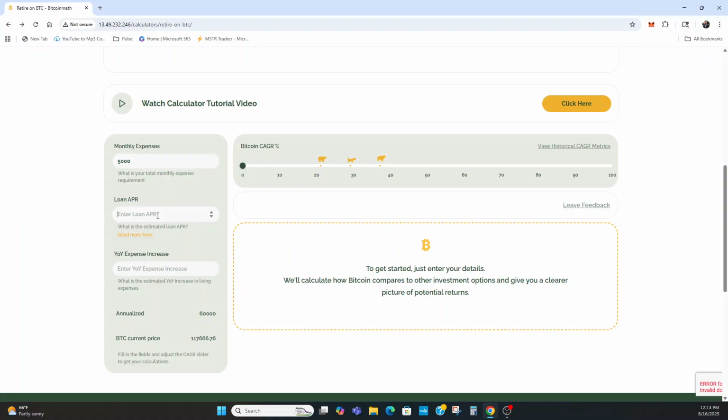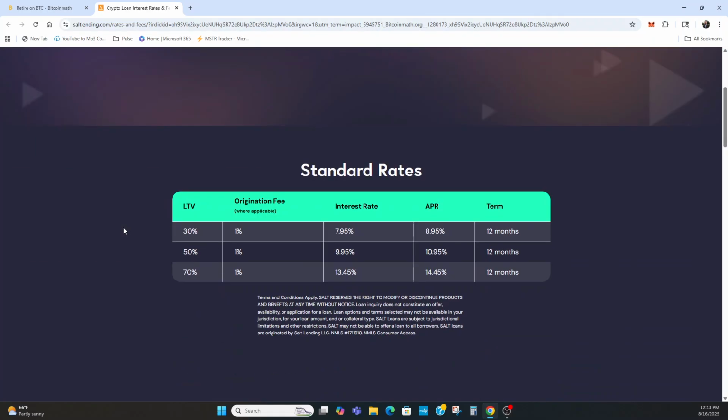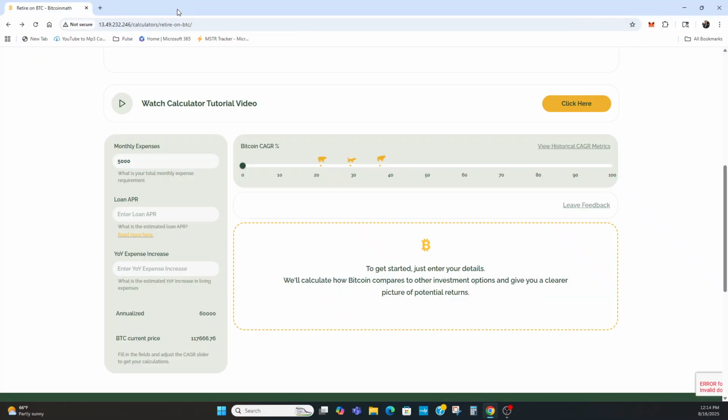Now, what's the loan APR? Well, I don't know. What is the loan APR? If you want to read more, we have a link here to Salt Lending. Salt Lending has their rates and fees and everything posted. It's pretty straightforward. You can look at the different LTVs, the different rates, and get a sense of what some of these borrowing costs are. You can also check out Strike or Arch or Ledn or any of the other lenders that are out there to get a sense of what the loan APRs look like. So for simplicity, I'm just going to say 10%.